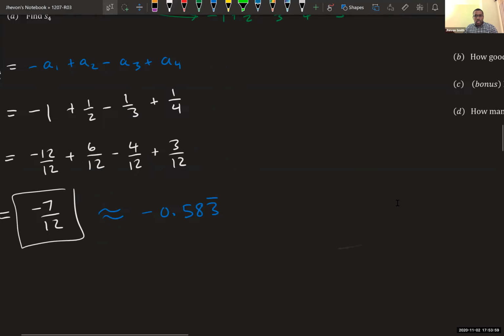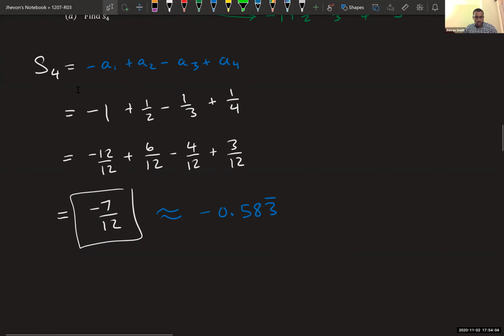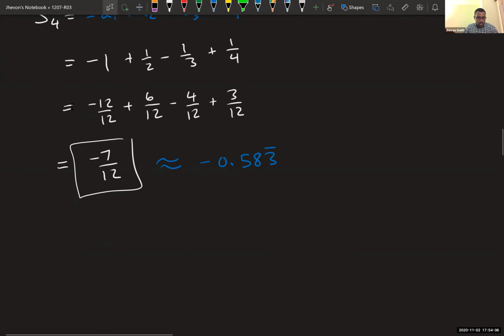So far, any questions? Are we doing okay? Okay, so here is the follow-up question. I've now computed the sum of the first 4 terms of this series. How good an approximation is S4 for the series? Meaning, if theoretically I was able to add up an infinite number of terms, and I would get an answer, how close would -7 over 12 be to that answer?